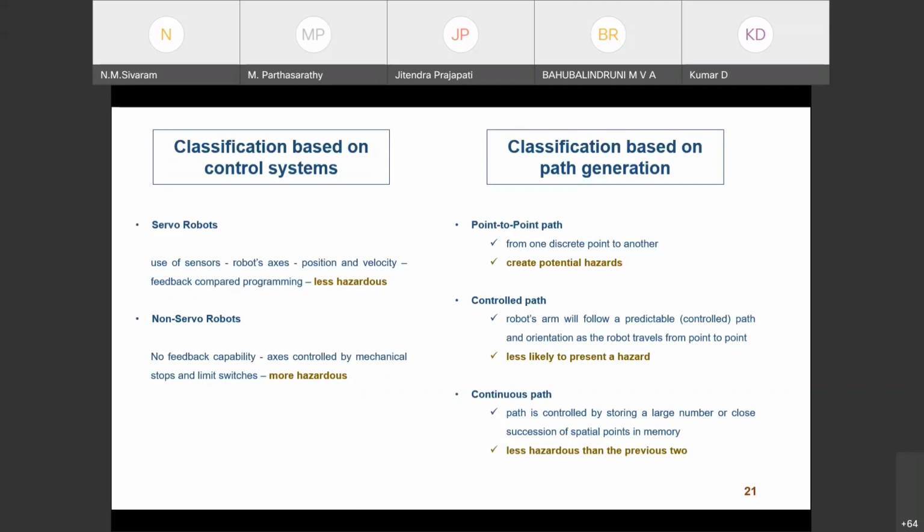The first one, point-to-point path, the path of the robot is defined from one discrete point to another. It is like point A to point B, then from point B to point C, then from point C to D, again from D to C or D to B. The programming and path generation is done from one point to the other point. Whereas the second one is the controlled path. The controlled path is nothing but the robot will follow a predictable path.